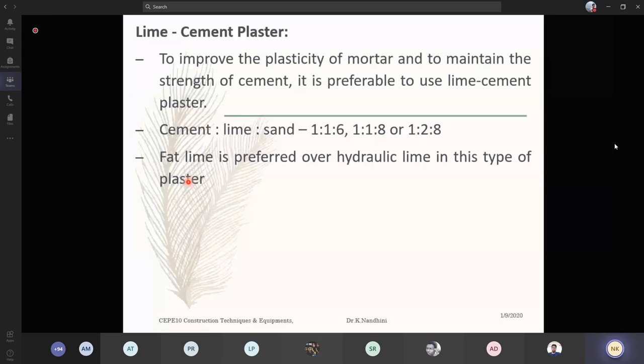Okay. The tools used for plastering. These are the basic tools. Have you ever seen these tools?